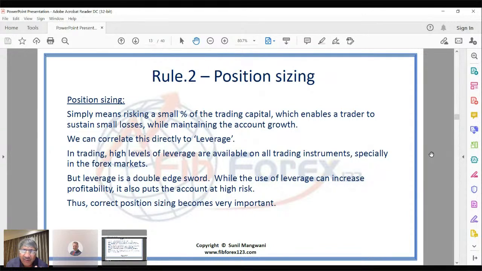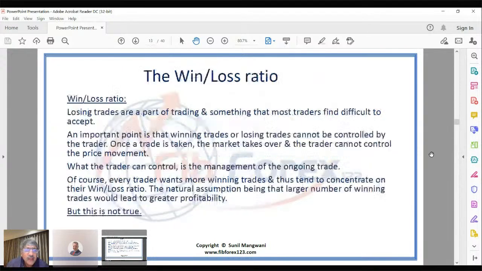We can correlate this directly to leverage. Now, high levels of leverage are available on all trading instruments, especially in the forex markets, but leverage is a double edged sword. While the use of increased leverage can increase your profitability, it also puts your account at high risk. So, correct position size becomes very important. Now, this is a topic literally for another entire webinar: position sizing, leverage, how do you control it, and maybe another time we will get into it.